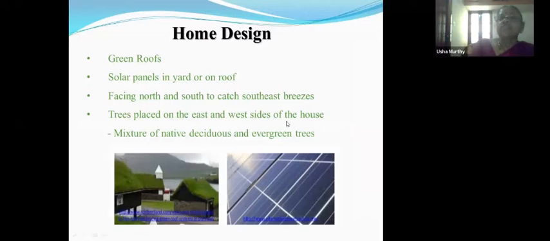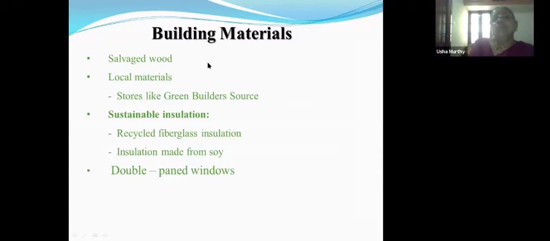Trees placed on the east and the west side of the house, a mixture of native trees, whatever it is, can be placed on the west and the east side of the house. Again, when you are planning the house itself, you have to have all these things. Okay, that's one thing.